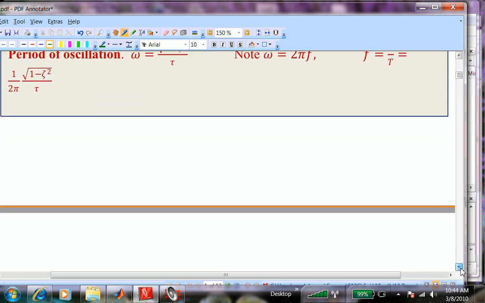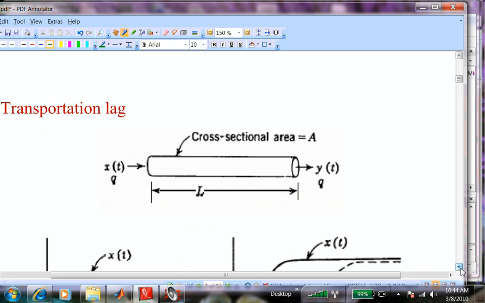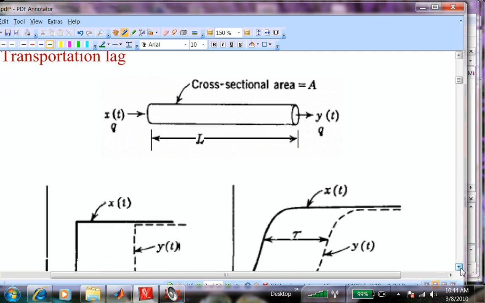Now, the last thing that we need to do is the so-called transportation lag. I did not really formally introduce it, but you were told about it, I guess, in one of the previous lectures, and in fact, it was in the exam as well. Typically, in chemical plants, the transportation lag occurs because material travels through a pipe from point A to point B. So here, it enters this point and it leaves this point. So it travels through a certain distance L.